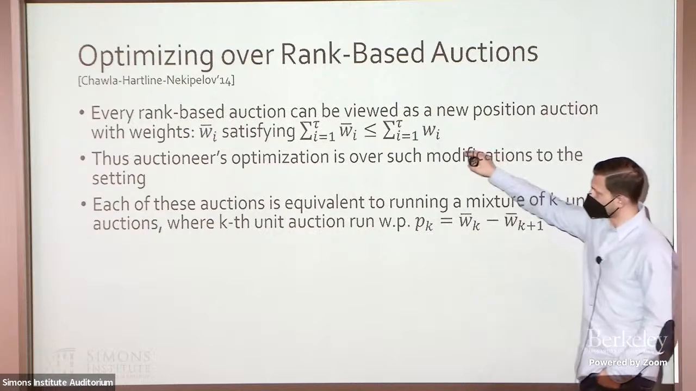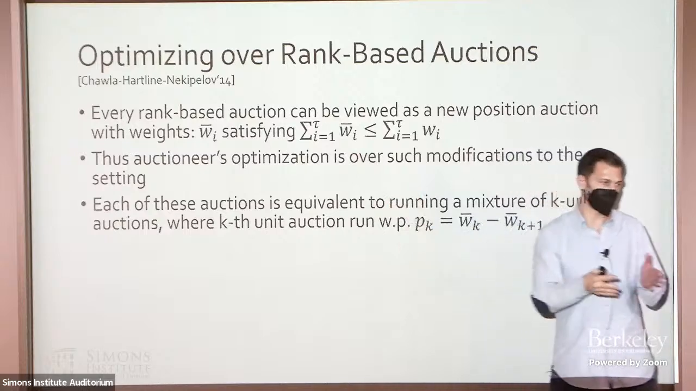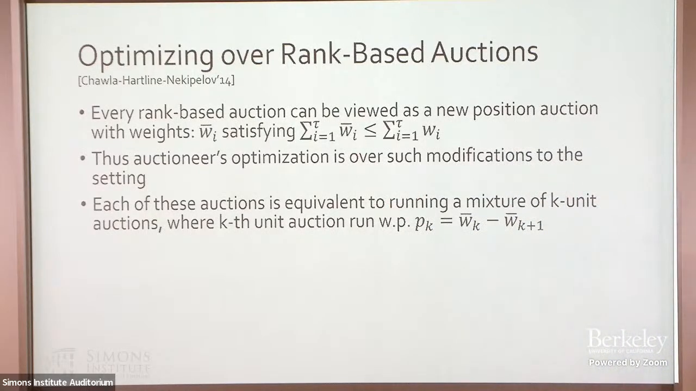You can view every such rank-based auction as a new position auction where these are the weights of the position auction, and I'm assigning people to positions, and they get W1 bar or W2 bar based on the position that they are allocated to, so there's no randomization. And so the auctioneer's optimization is over such modifications to the setting.